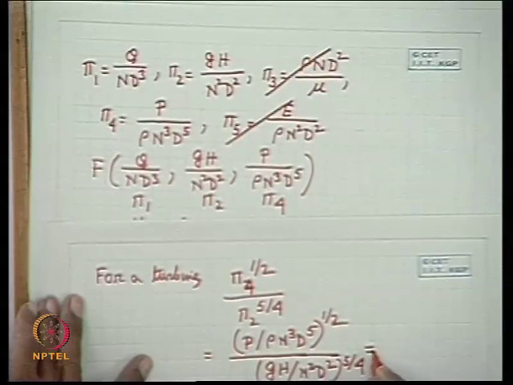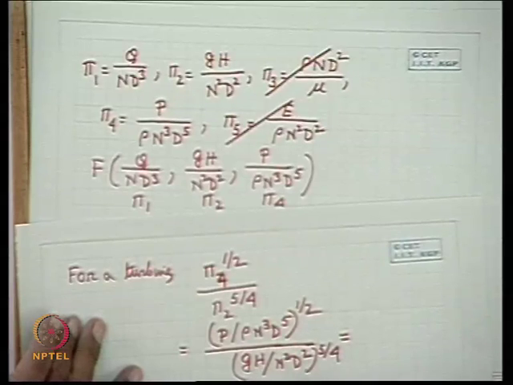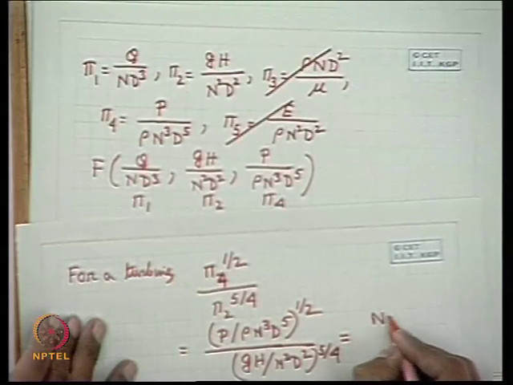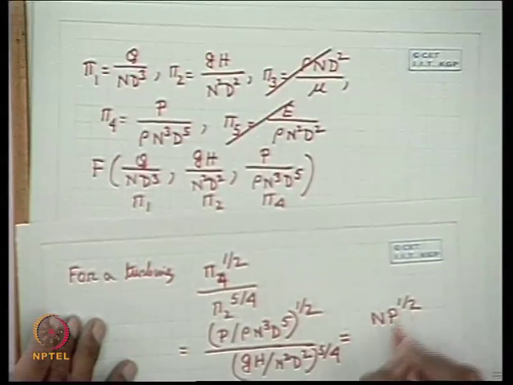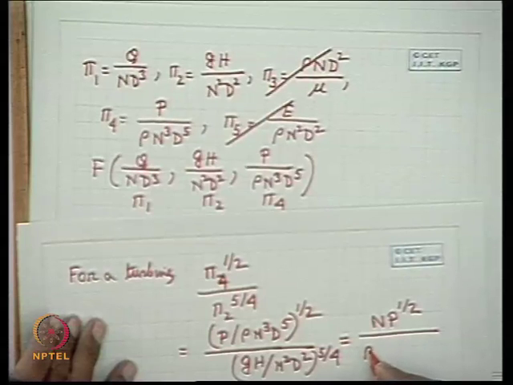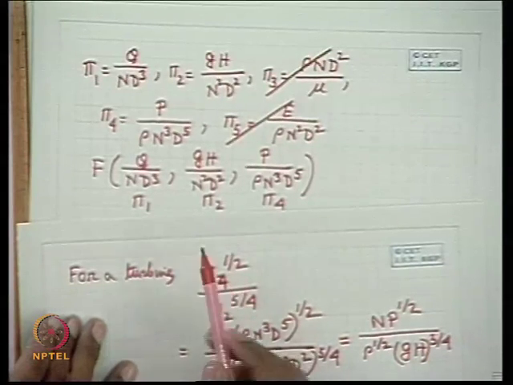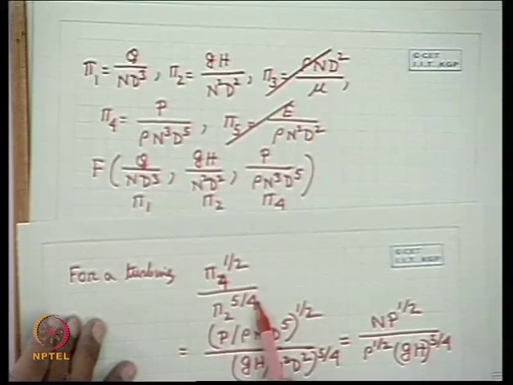Then you get a term where d will be eliminated, d to the power 5 by 2 will be cancelled. We get a term like that, n P to the power half by rho to the power half and g h to the power 5 by 4. If I make pi 4 to the power half divided by pi 2 to the power 5 by 4, we get a term like that. So pi 4 and pi 2 are dimensionless, and therefore their combination in this fashion is also a dimensionless parameter.